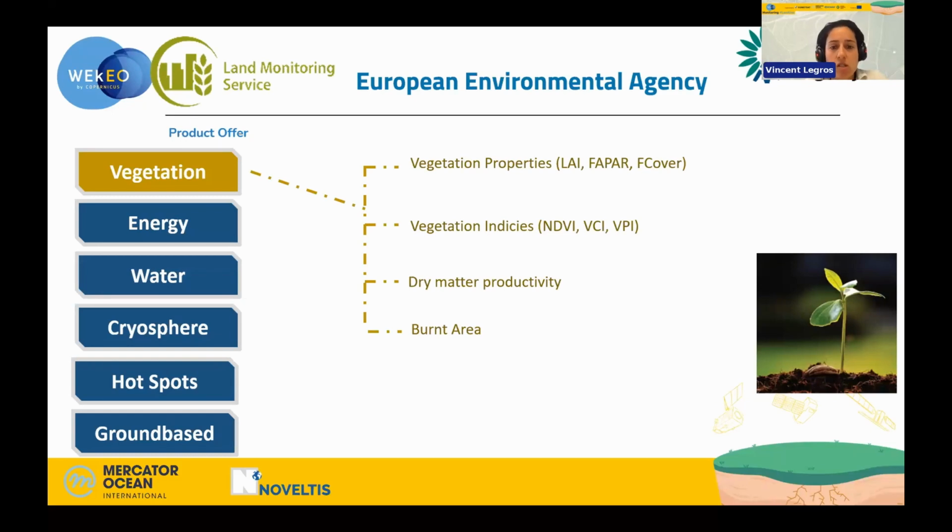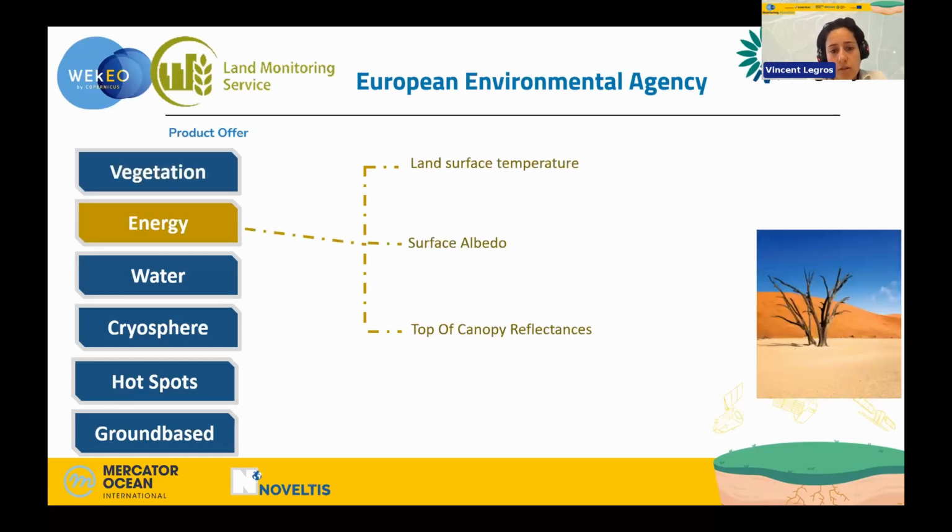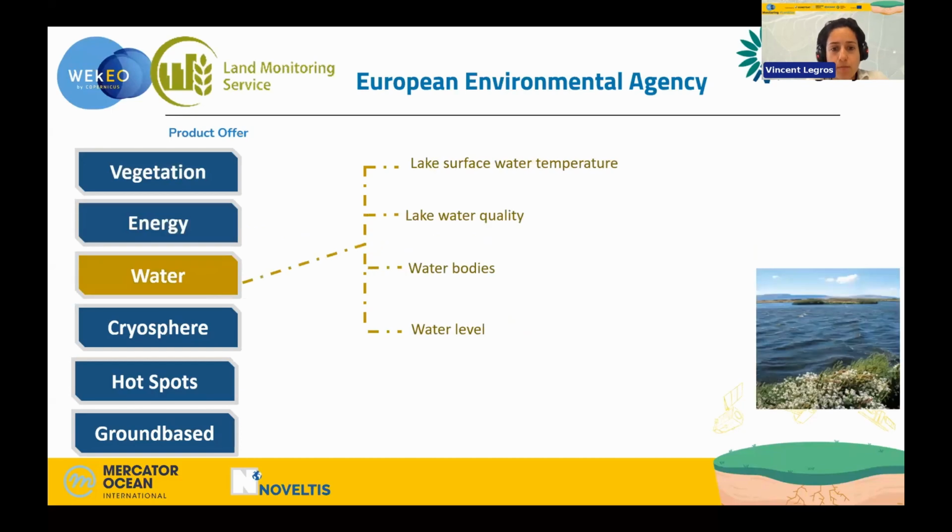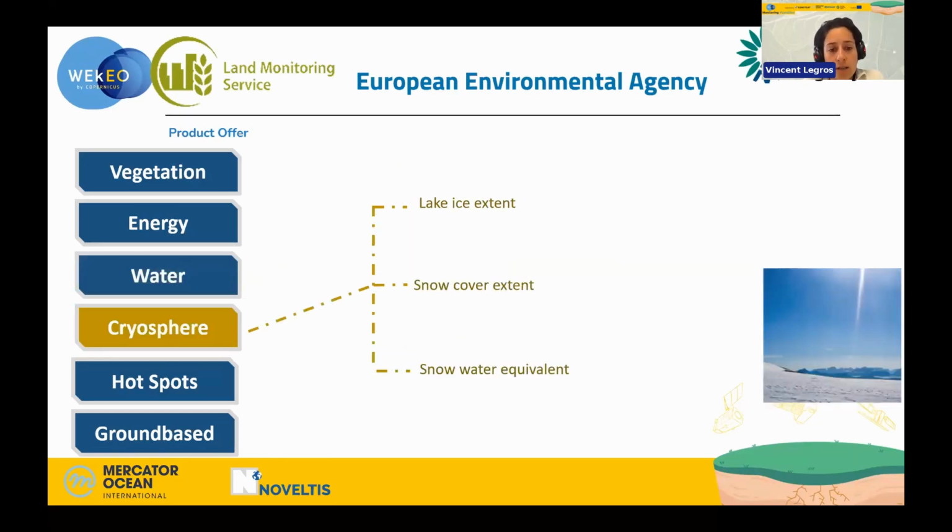So in terms of vegetation, these are just a few examples. You can find vegetation properties, vegetation indexes, dry matter productivity, burn area. In terms of energy, you can find land surface temperature, surface albedo, top of canopy reflectances, which in this case represent the sunlight that is reflected by the surface of the Earth. In terms of water products, you can find lake surface water temperature, lake water quality, water bodies, water level. In terms of ice, you can find lake ice extent, snow cover extent, snow water equivalent.